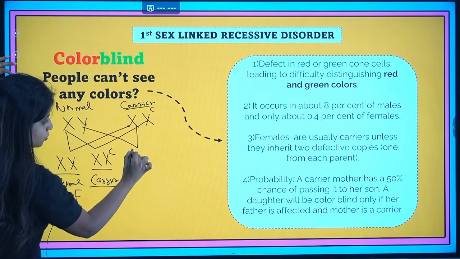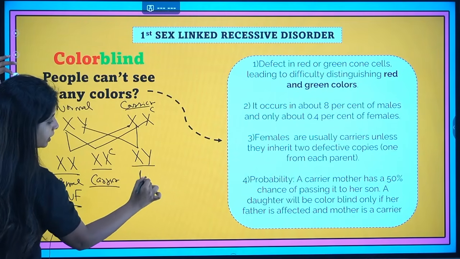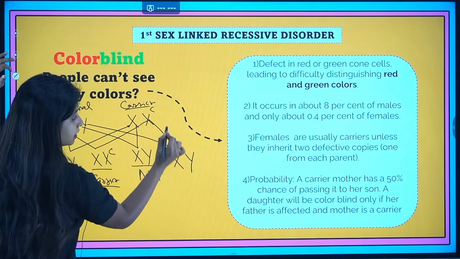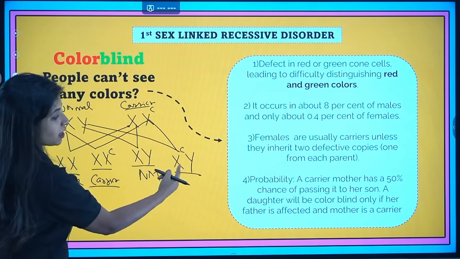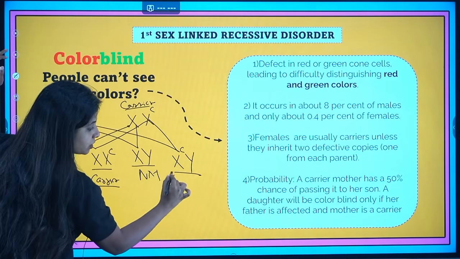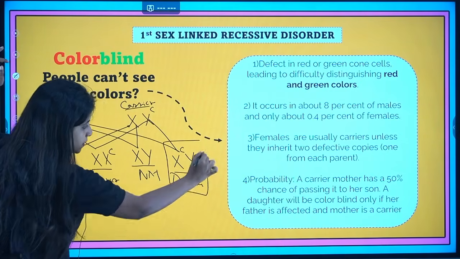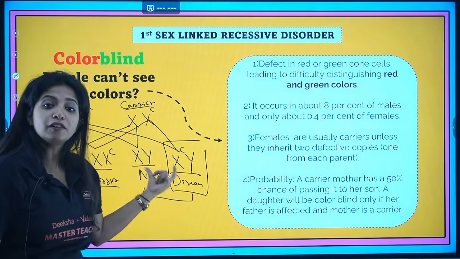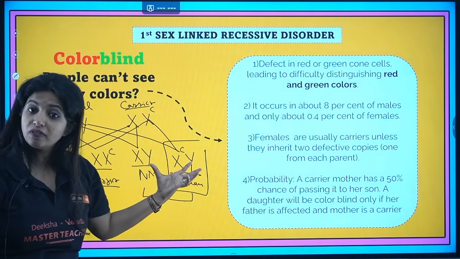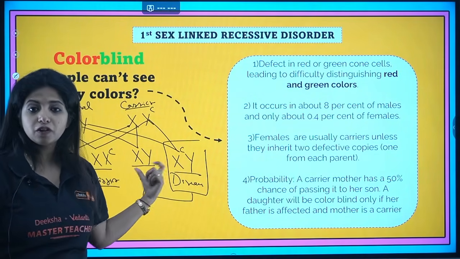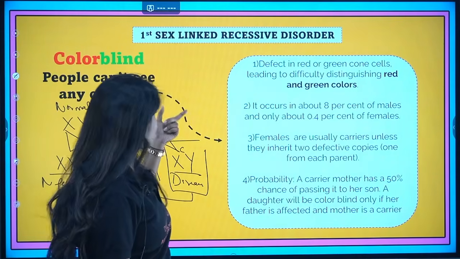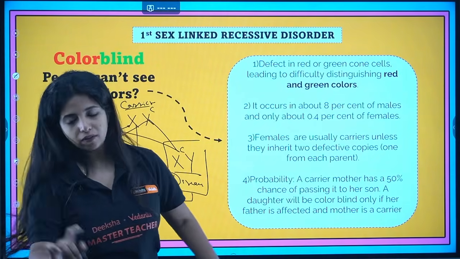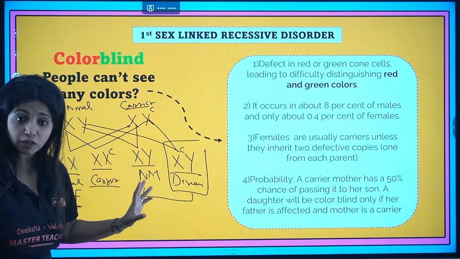This and this come together, I get a male who is perfectly normal, so NM. This and this come together, I get X and Y, and here the X chromosome is affected, so I get a male who is affected. This person is going to have the disease. Out of two males, one is definitely affected. So can I say 50% of the males are going to be affected? That means a carrier mother has a 50% chance of passing it to her son. And what about the daughters? Okay, we'll come to that. So I hope this is clear: 50% chance in the case of males.